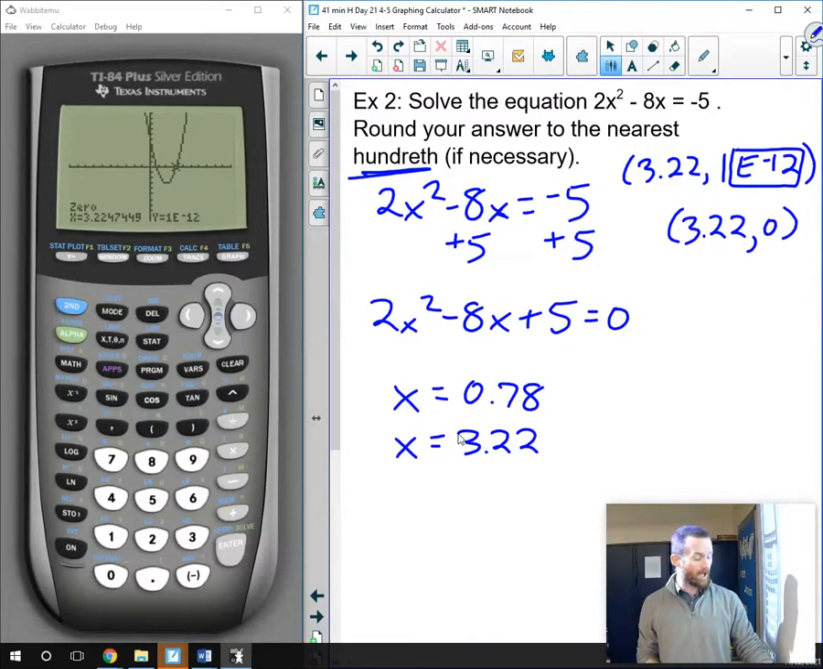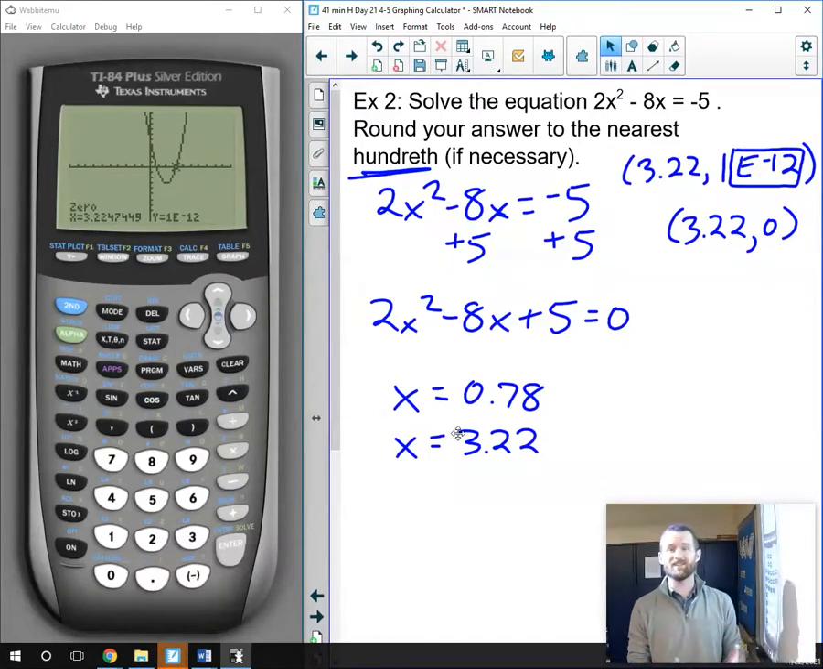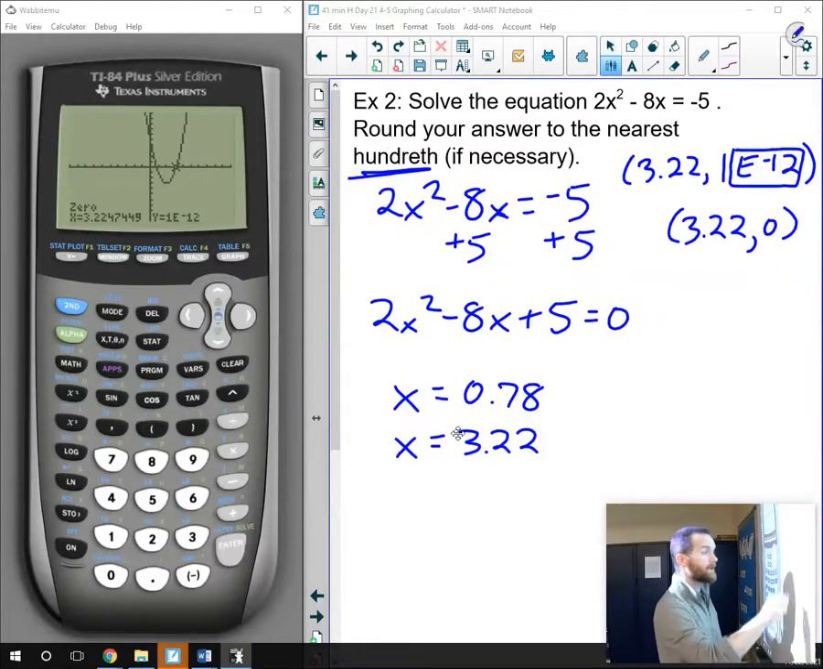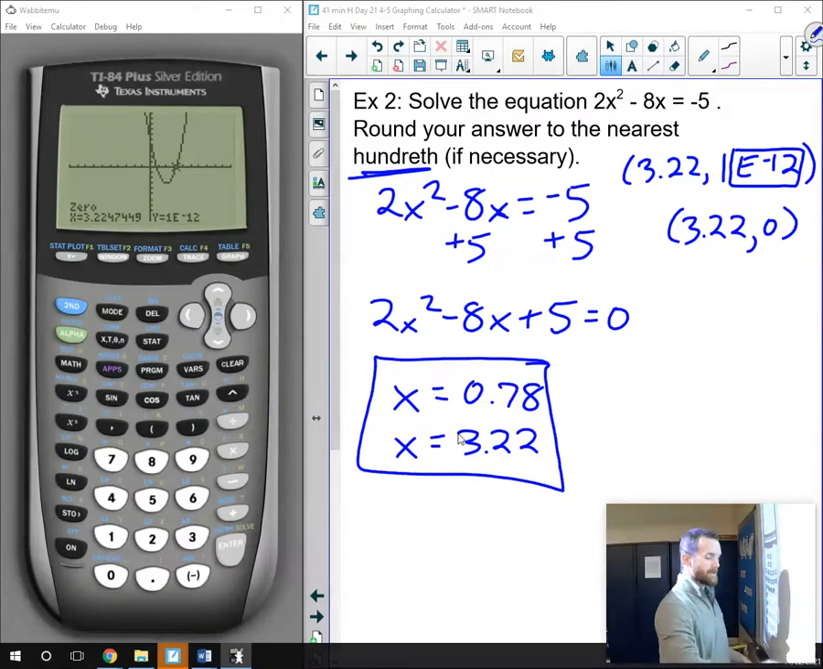I'll be honest with you, I'm not 100% sure why the calculator does this sometimes. I feel like it's sort of like a rounding error or a coding mistake or something like that. But just know, whenever you're doing this type of problem, if you see an e and a negative, just remember that's a 0. So our final answer here, x equals 0.78 and x equals 3.22.